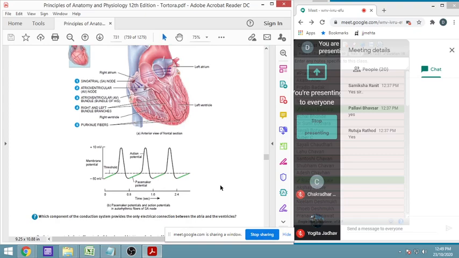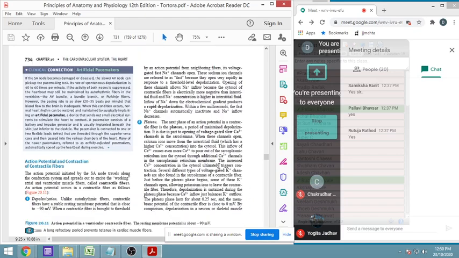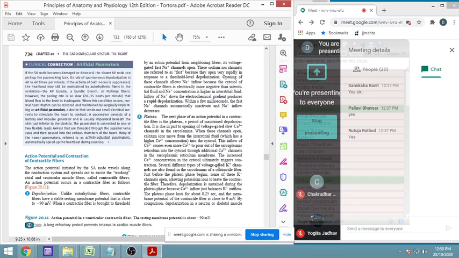What happens during that? This is how the impulse goes everywhere. Because of that auto-rhythmicity it will reach the threshold potential. From threshold potential there will be depolarization, and from depolarization the impulse is generated, then it will come back, and again this is the pacemaker potential. Like that, one after another the impulses are conducted, okay. The action potential and the contraction of the contractile fibers will take place.